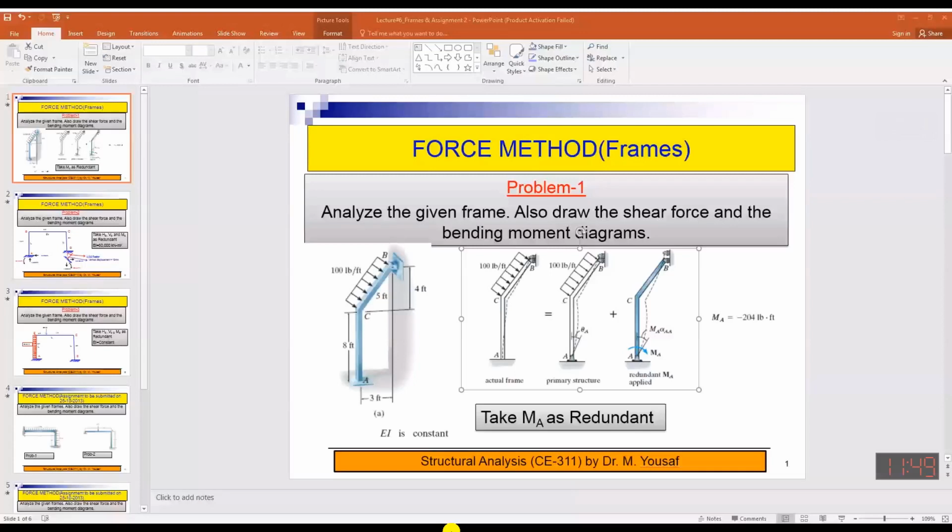ठीक है, ये हिंज है. और अगर आप हॉरिजॉन्टल फोर्स लेंगे तो कोई ऐसा सपोर्ट नहीं है जो हॉरिजॉन्टल को रिडंडेंट लेके तो वर्टिकल और रोटेशन को रिप्रेजेंट करे. अलबत्ता अगर मोमेंट को आप रिडंडेंट लेंगे तो ये आप इस फिक्स सपोर्ट को ये आप हिंज में तब्दील कर सकते हैं. समझ आ रही बात या नहीं आ रही? हाँ सर आ रही है सर.